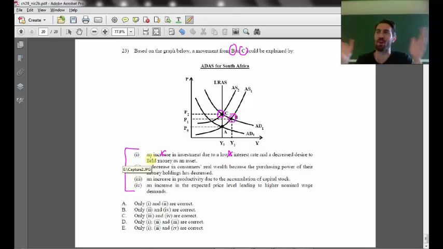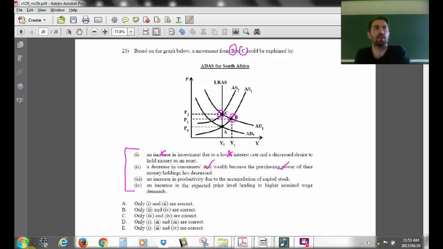A rare response. Option number two: there's a decrease in consumers' real wealth because the purchasing power of their money holdings has decreased. That looks pretty good. If prices are going up from B to C, then yes, your purchasing power is going to be decreasing. And what tends to happen when your purchasing power is decreasing is that there is a decrease in your real wealth. Okay, so that looks pretty good.